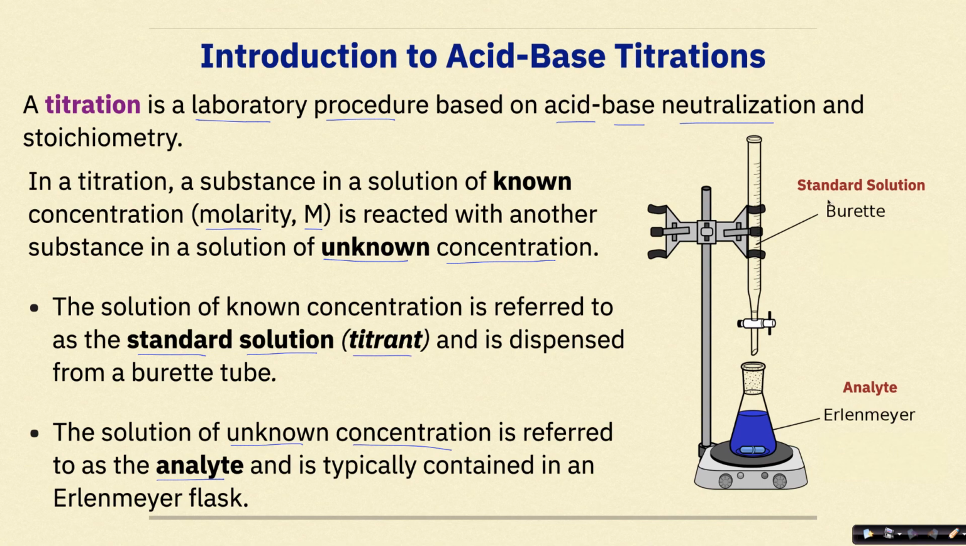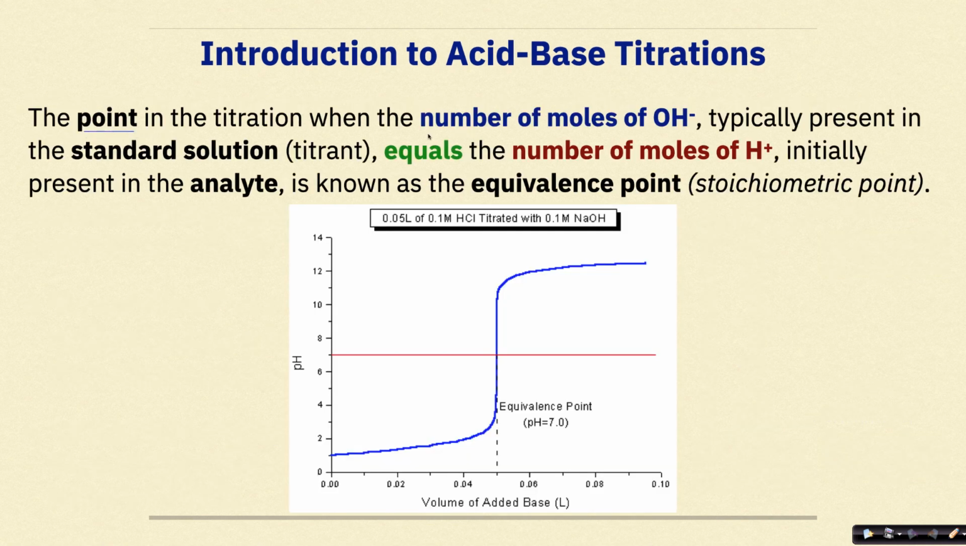So the standard solution will have our known concentration. That is what we'll see in the burette. And in the Erlenmeyer flask, the analyte, again, will have our unknown concentration, what we are solving for. The point in the titration where the number of moles of hydroxide ions, typically present in the standard solution, again, the titrant, equals the number of moles of hydrogen ions initially present in the analyte is known as the equivalence point or the stoichiometric point.